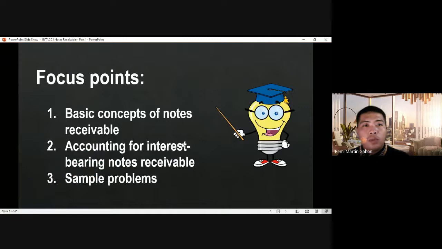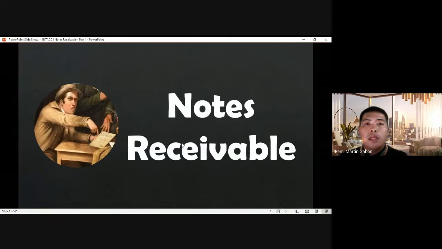We have to discuss basic concepts of notes receivable. Then, after that, we can proceed with accounting for interest-bearing notes receivable, and we can have the sample problems. So let's start discussing the basic concepts for notes receivable.